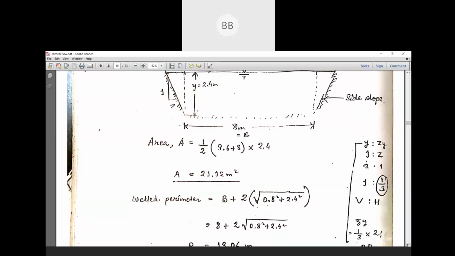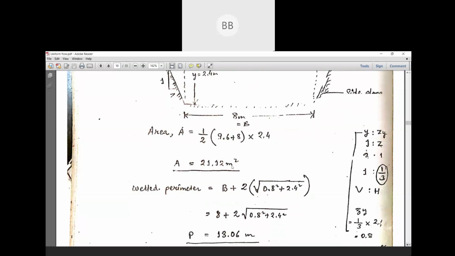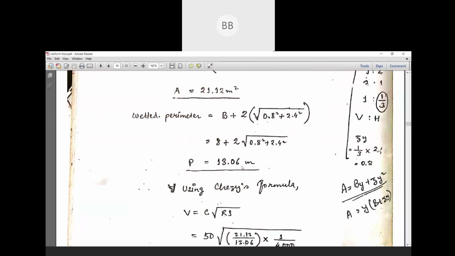By solving this you can find out the wetted perimeter, that is 13.06 meter. So try to find out the wetted perimeter and see how much you got.